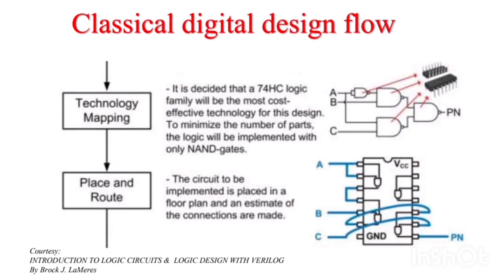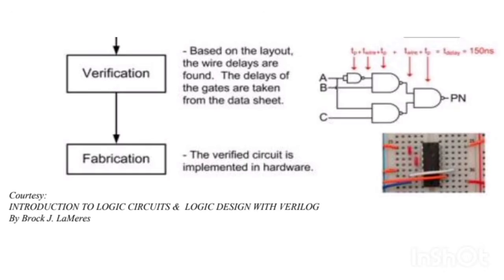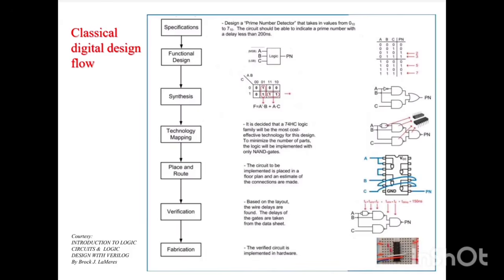The fifth step is place and route, and in this step the circuit to be implemented is placed in a floor plan and an estimate of interconnections is made. The sixth step is verification, and based on the layout the wire delays are found. The delays of gates are taken from the data sheet. The final step is fabrication, and in the fabrication step it is implemented in a particular hardware.